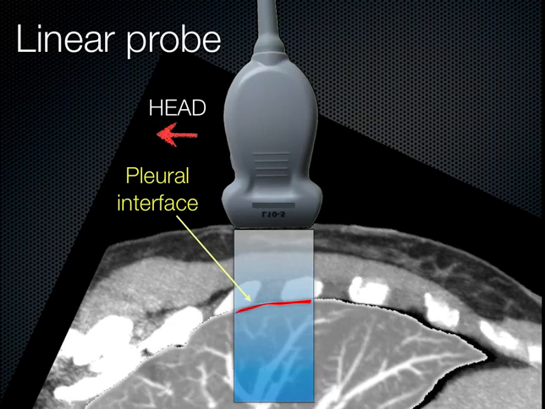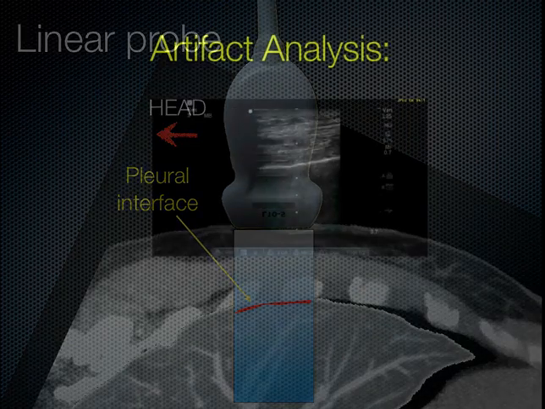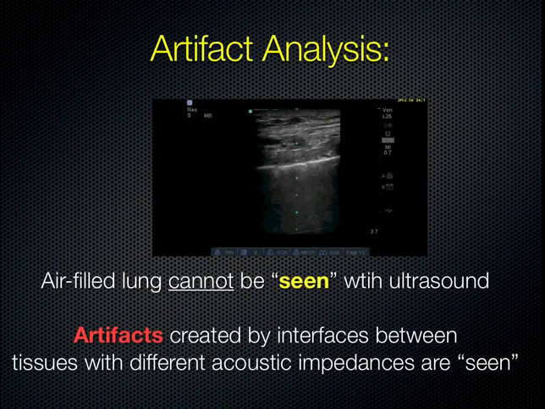When we use this high-frequency probe, it's a very excellent view of the pleural line in sliding. You will see some examples of this. So now we're going to use this high-frequency image to analyze artifact. We can't see the lung itself, but we can see the artifact created by the interfaces between tissues that have very different impedances, such as pleural line and lung.